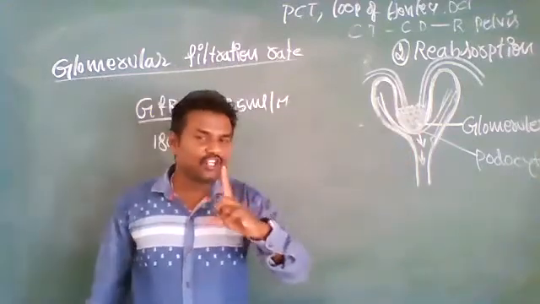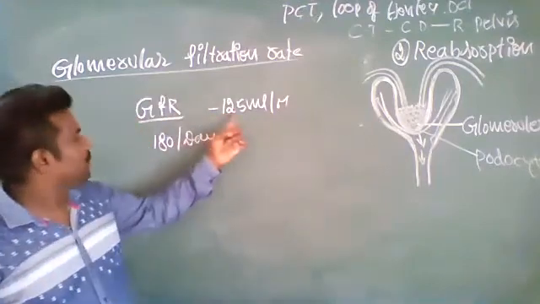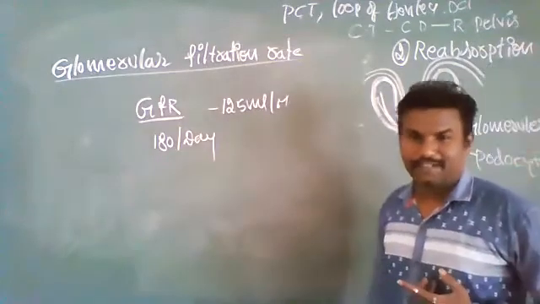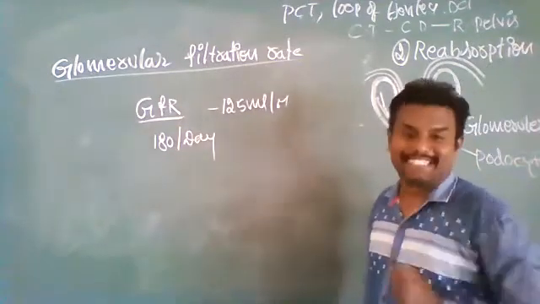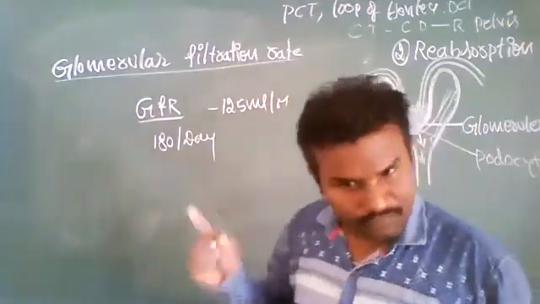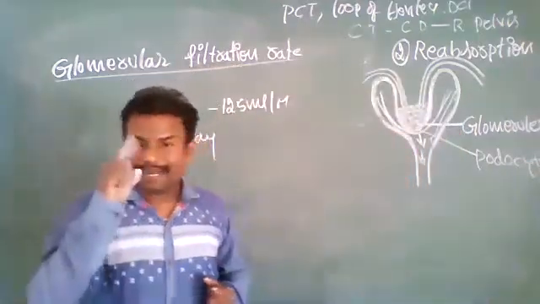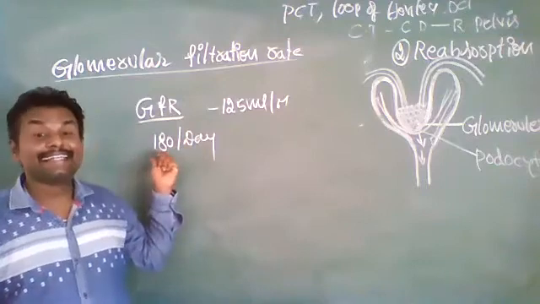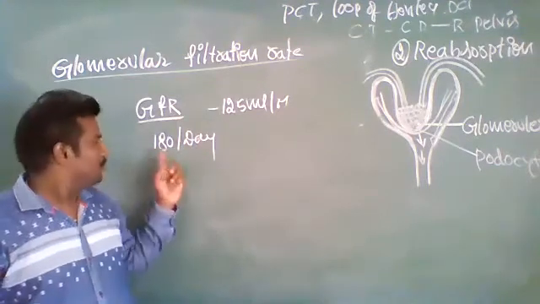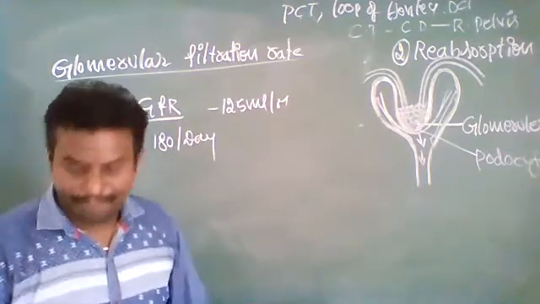In healthy individuals, 125 ml of filtrate is formed per minute. If we calculate for one day, it is 180 liters per day. Okay, so this is glomerular filtration.